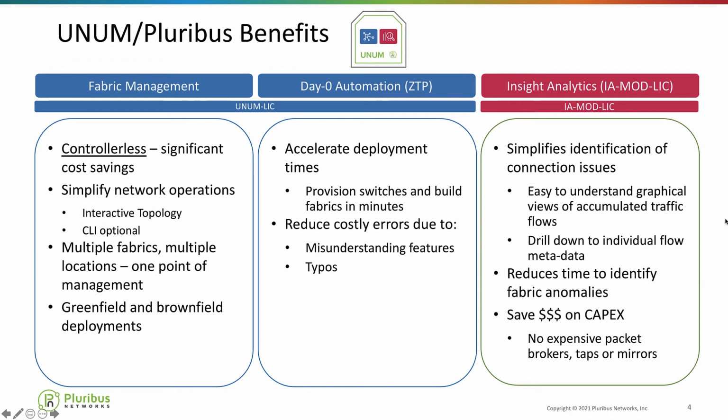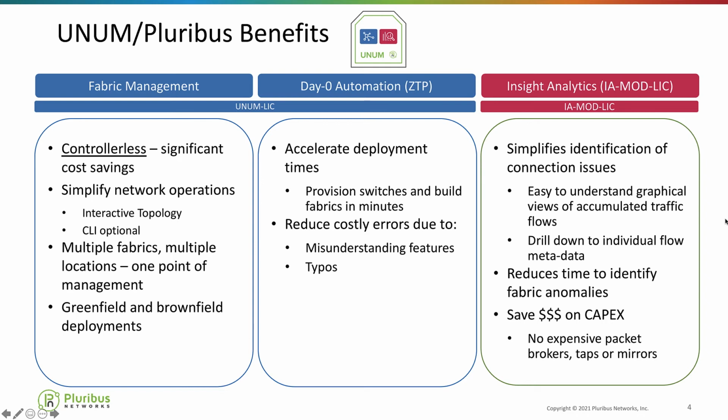There are many benefits that UNUM and Pluribus Networks bring to the table. From a fabric management perspective, UNUM is a controllerless solution. Companies can save on CapEx when compared to other solutions that require a controller. Typically for each location you have a fabric. UNUM also simplifies network operations by extracting multiple CLI commands into fewer and more intuitive actions. You can still use the CLI if you want to, but it becomes complementary to the fabric rather than the sole interface. UNUM is a browser-based tool that manages multiple fabrics and multiple locations from a single pane of glass.